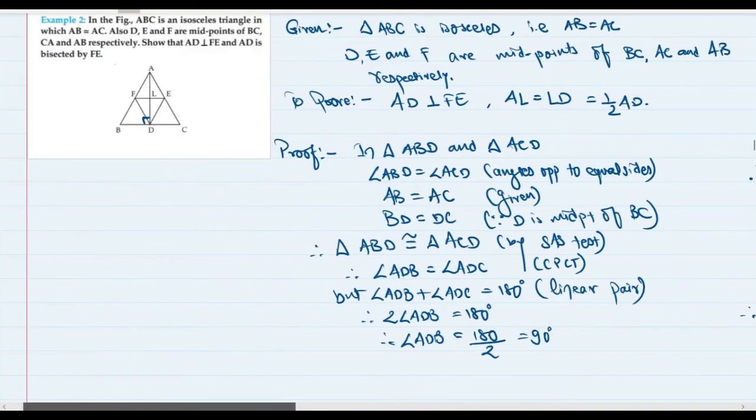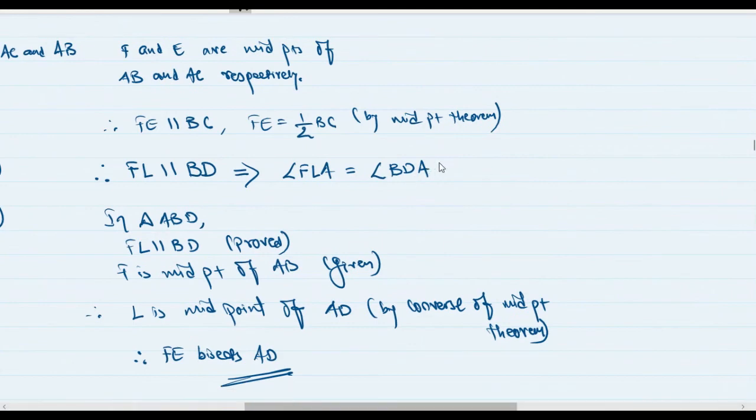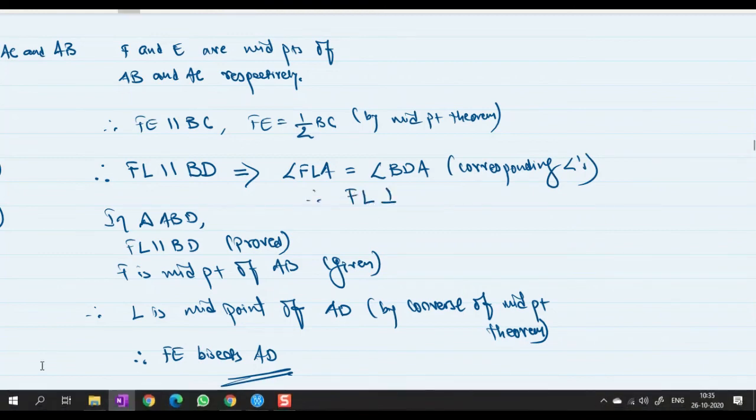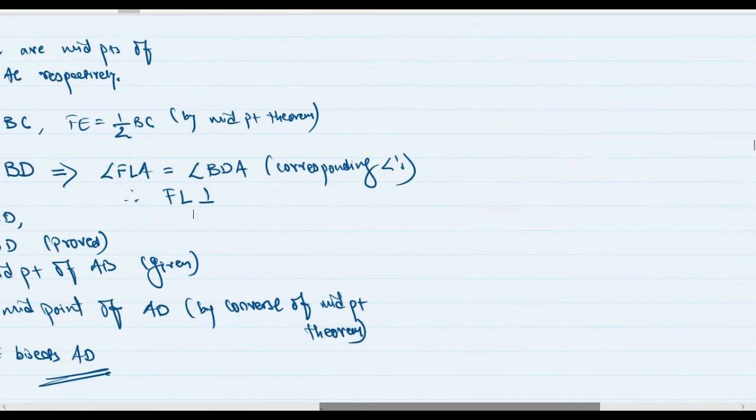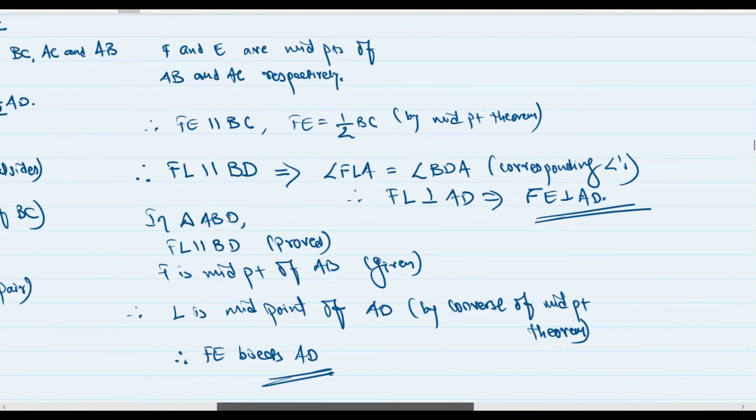Angle FLA is equal to angle BDA. Corresponding angles. Therefore, FE is perpendicular to AD. Okay, so we have proved that FE is perpendicular to AD, or AD is perpendicular to FE. Both mean the same thing, and we have proved that FE bisects AD.